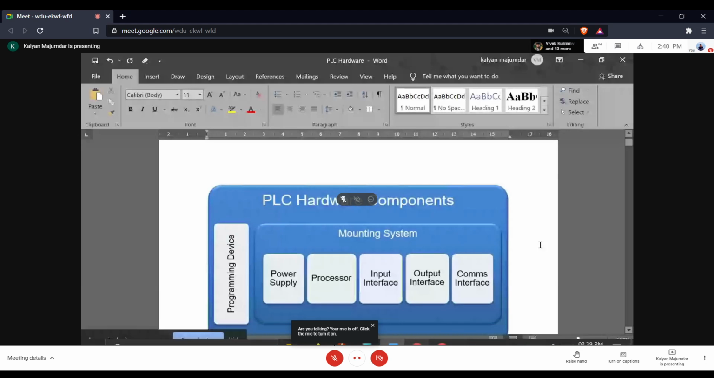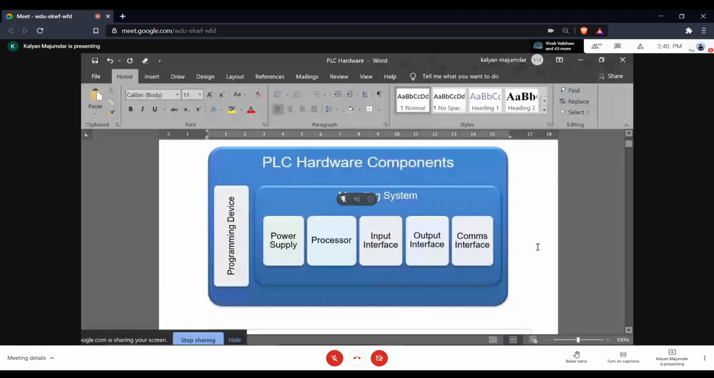Now, what exactly is a PLC? It is a processor-based system. The computer. It's a computer, but it's made for a specific application. It's made for a specific purpose.